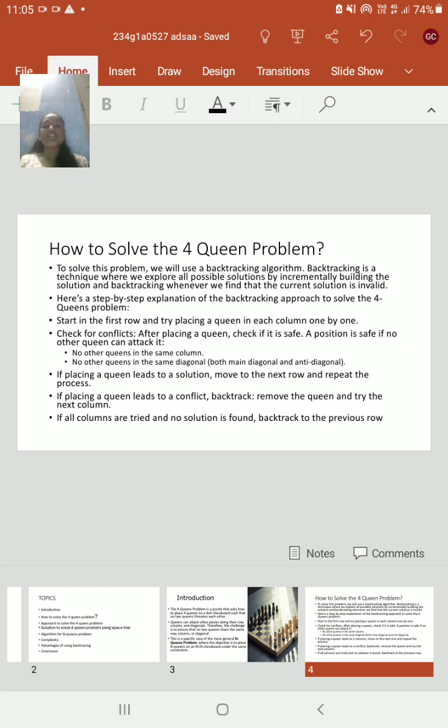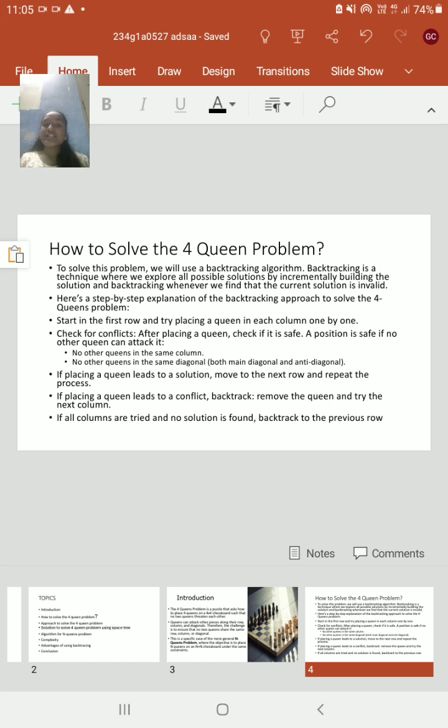Here is a step-by-step explanation of the backtracking approach to solve the 4 queens problem. Start in the first row and try placing a queen in each column one by one. Check for conflicts. After placing a queen, check if it is safe. A position is safe if no other queen can attack it: no other queens in the same column, and no other queens in the same diagonal.